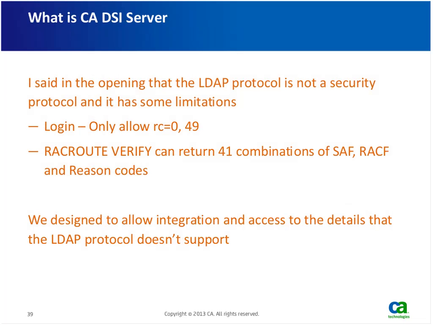Real quick, I wanted to touch on the DSi server. As I said in the opening, the LDAP protocol is not a security protocol. It does have some limitations. I had mentioned that the login only gives you a good or bad, right? So in the LDAP definition of return codes, a 0 is good and 49 is bad. You can't tell anything else. With a RACROUTE VERIFY, there's actually 41 combinations of SAF, RACF, and reason codes. So we designed the DSi server to give you access to more than what can be supported with the LDAP protocol alone.